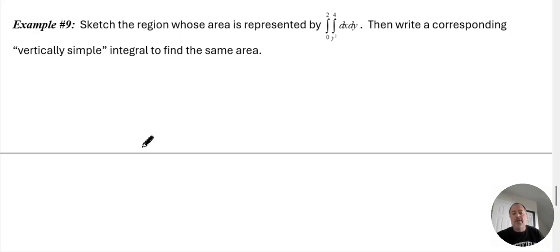We're continuing on double integration with non-rectangular regions. The question that we have today says sketch the region whose area is represented by the integral from 0 to 2, y squared to 4 of dx dy. Then we want to write a corresponding vertically simple integral to find the same area.